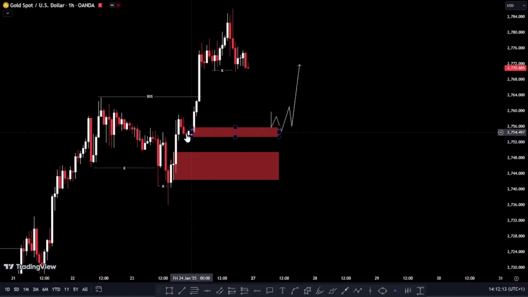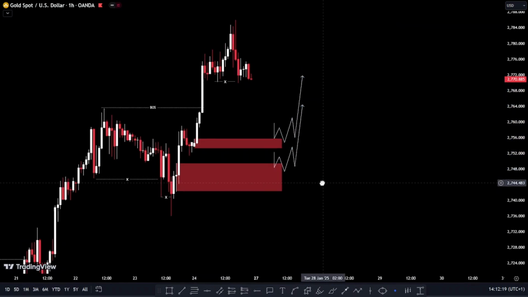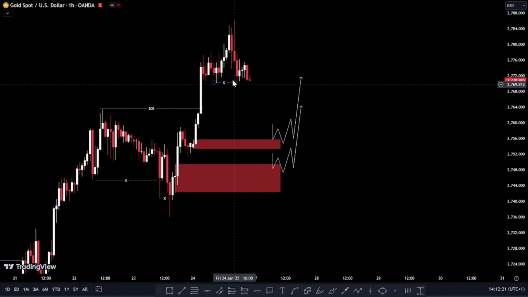Then if the market fails this first order block, we can also target this extreme order block down here. Okay, so this is the first scenario. If the market keeps making this pullback and comes all the way down here, we can either look for a buy at this level or this level down here.